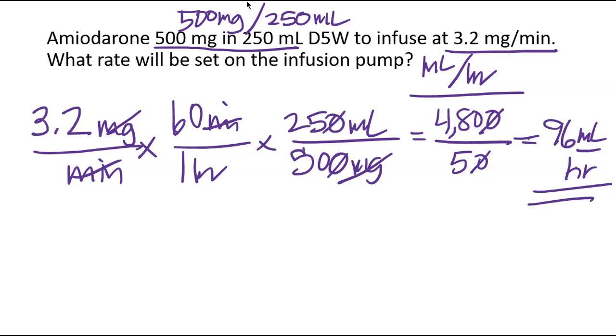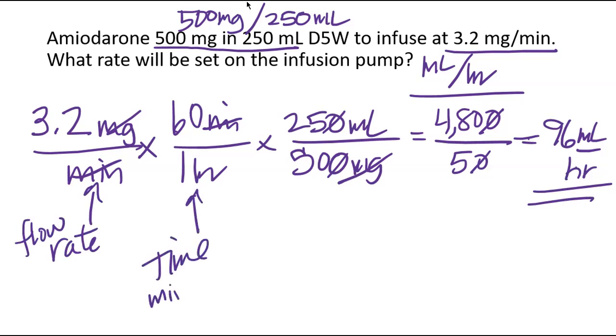We knew we were giving 3.2 milligrams per minute here. That's the rate, the flow rate. And then we have the time conversion, minutes to hours. Okay, and then we have what we have.